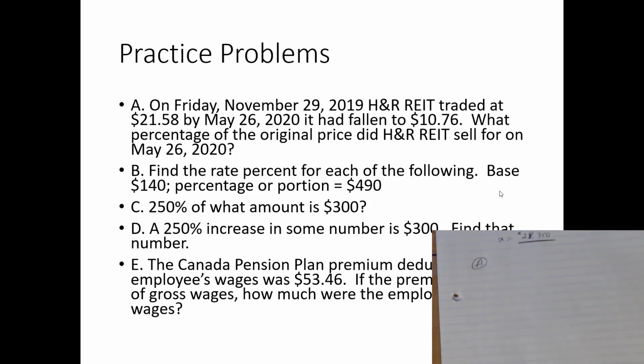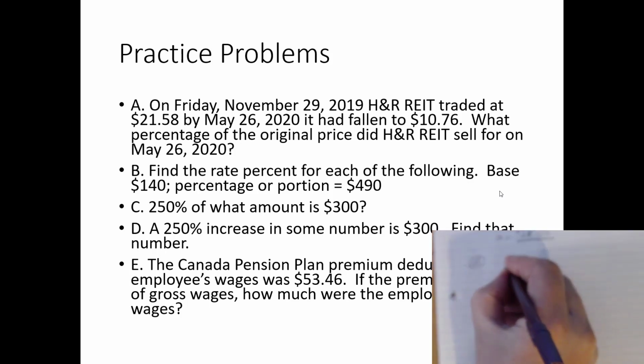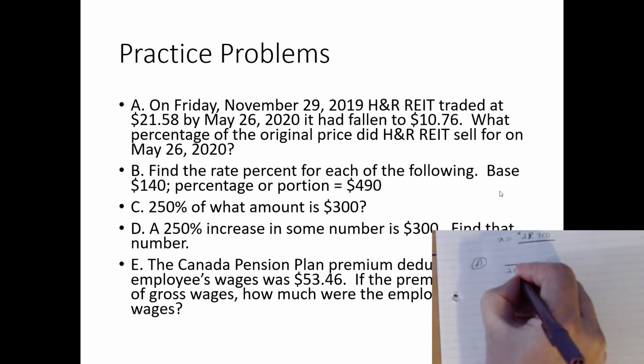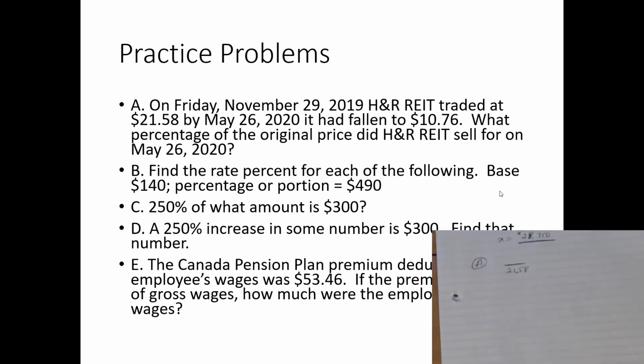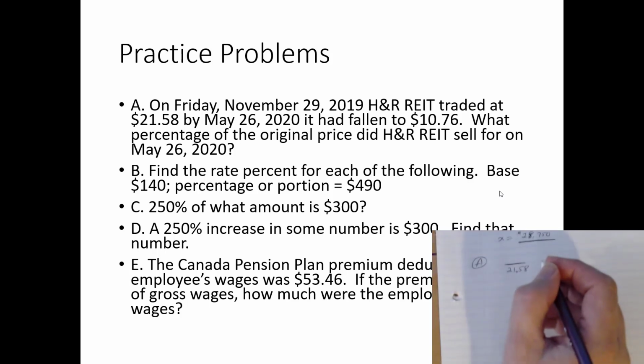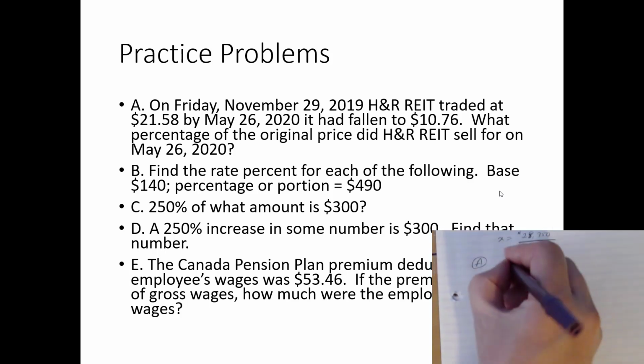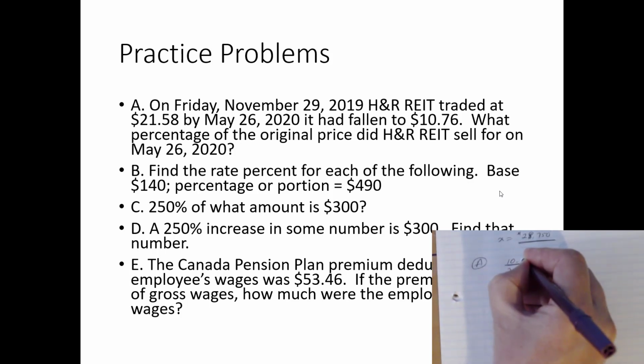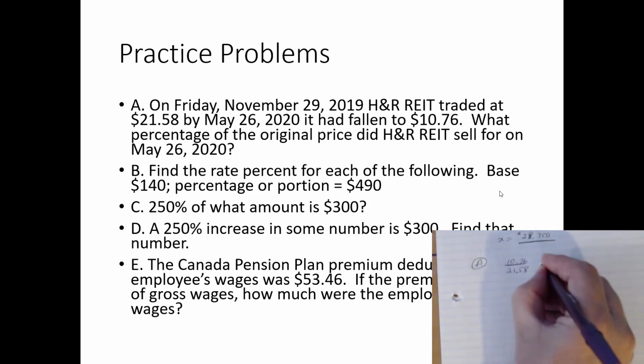We don't even need to really worry about formulas if we intuitively understand how the English relationship translates into math. I look at what percentage, that's what I want to know. Of the original price, well, that is just saying based on the original price of $21.58, so it's in the base, or in the bottom. Of the original price, did it sell for? So there's the new number. New number divided by old number.